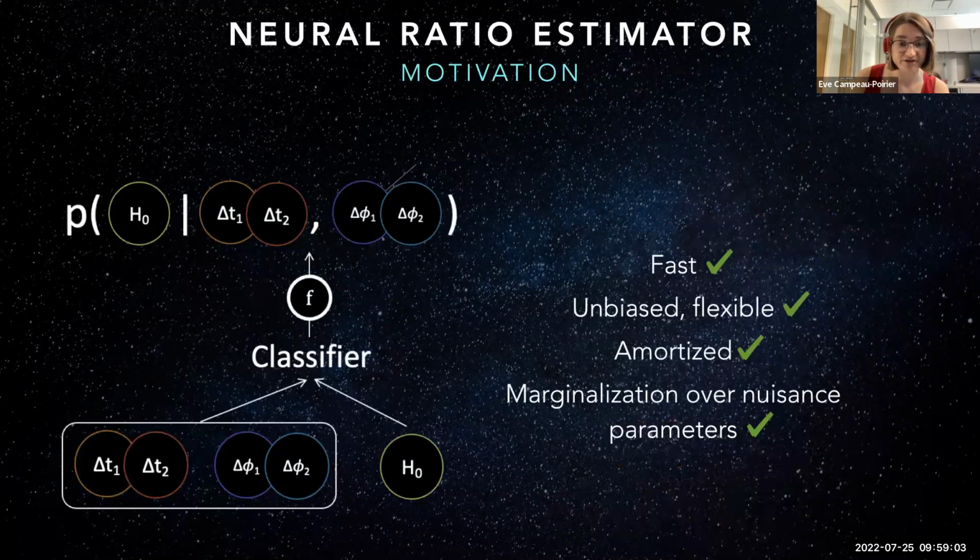So why is a neural ratio estimator relevant for time delay cosmography? A neural ratio estimator is really fast, as any machine learning framework. Also, a neural ratio estimator is accurate for two reasons. First, it is an unbiased estimator, and second, it is flexible because it doesn't assume any distribution. It is also amortized, which means the same network can be applied simultaneously to all data. We don't have to run an individual procedure for every single lens, as it would be the case with an MCMC. Moreover, a neural ratio estimator can easily be marginalized over a large set of nuisance parameters.